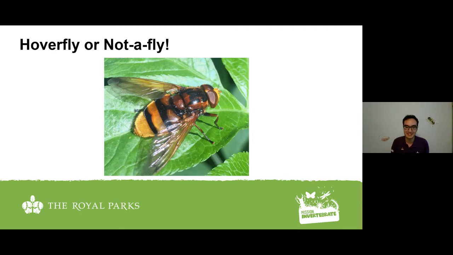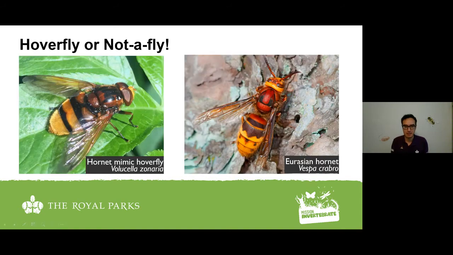Very good. Yeah, this is a hoverfly. This is a hornet mimic hoverfly. And this is the largest species of fly that we get in the UK. They're about 2 centimetres to 2.5 centimetres long. And they mimic this Eurasian hornet.